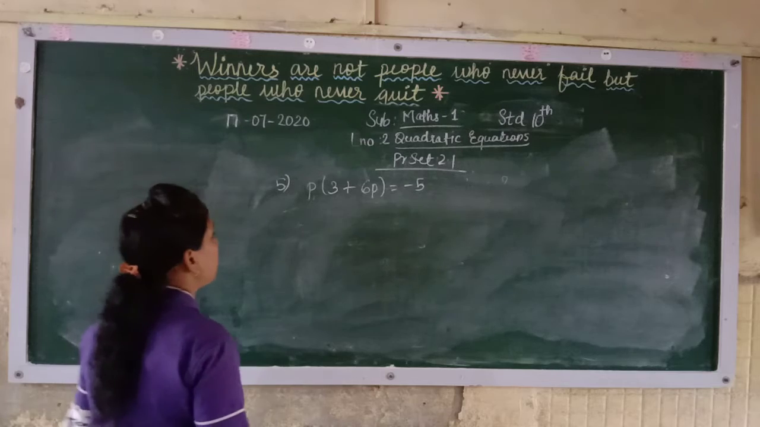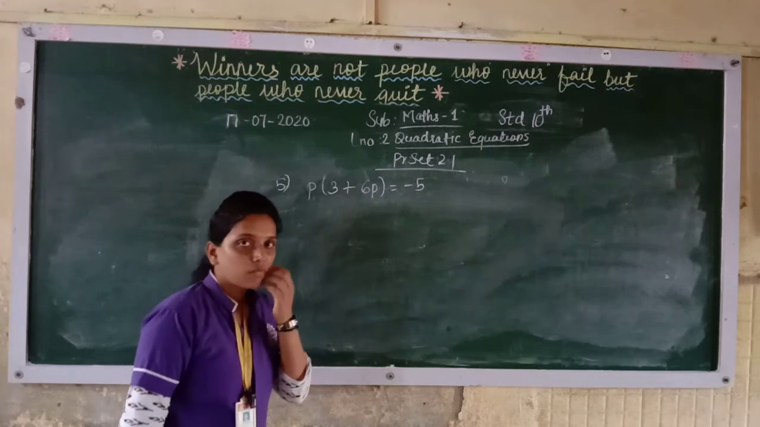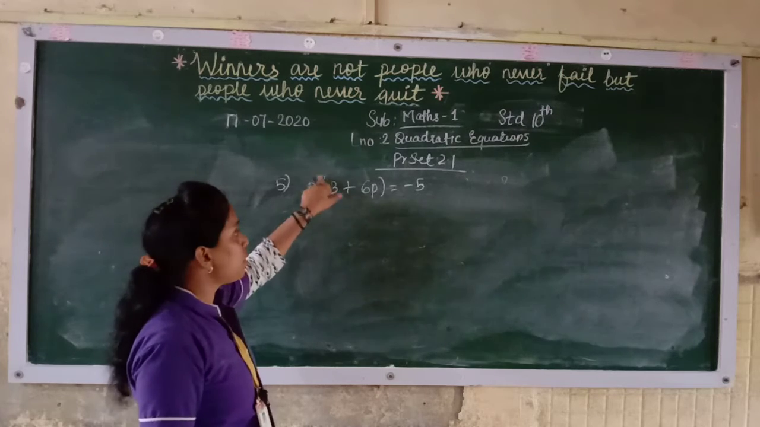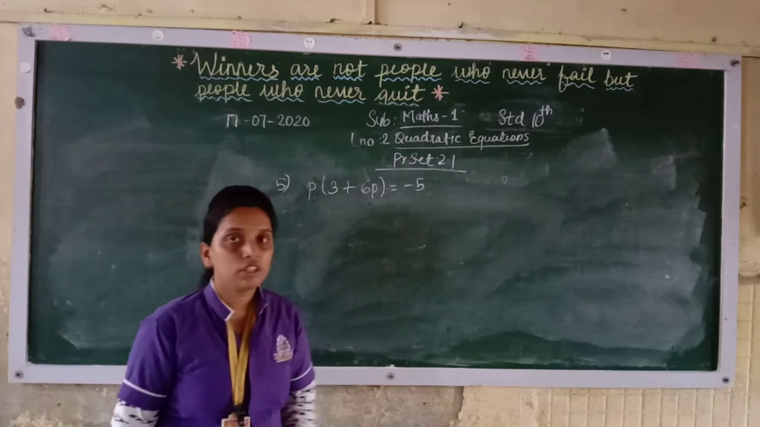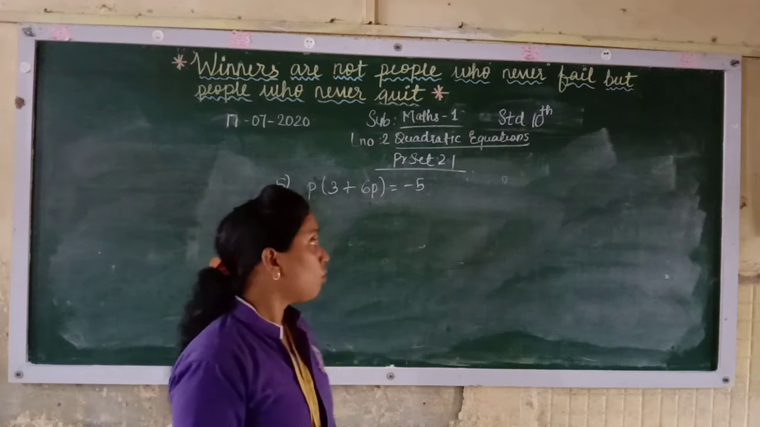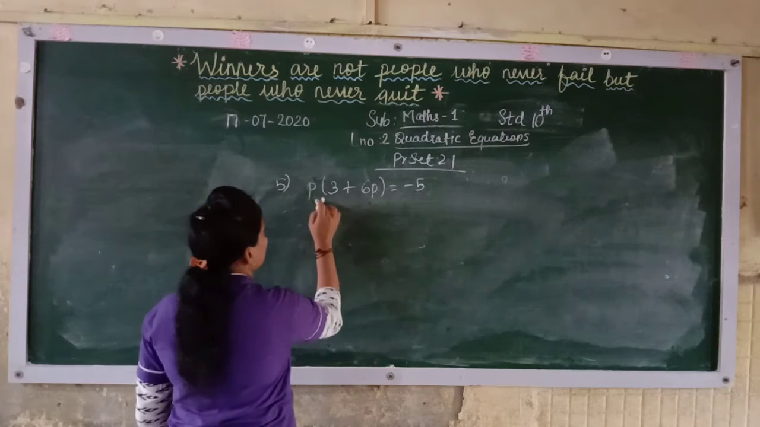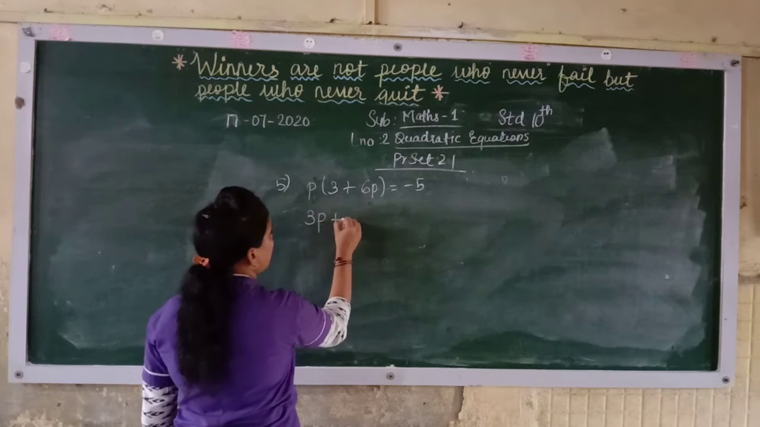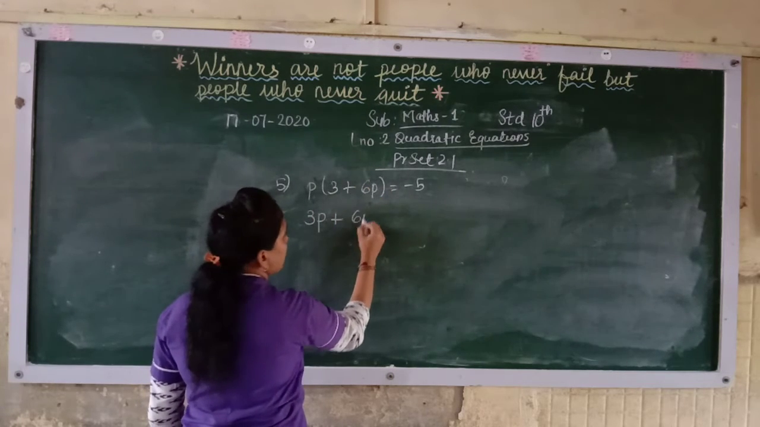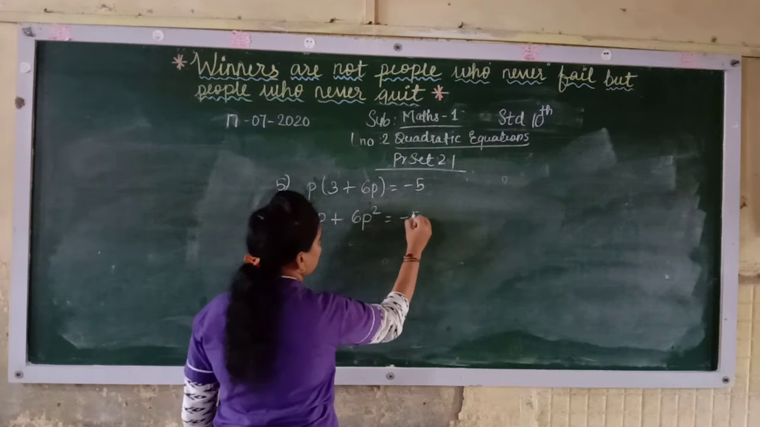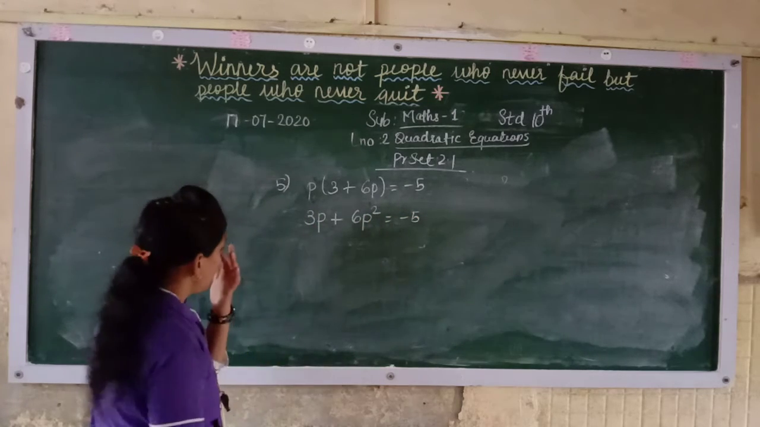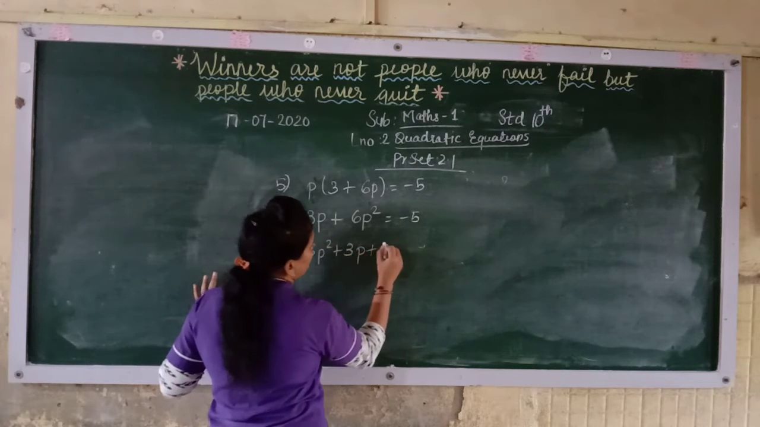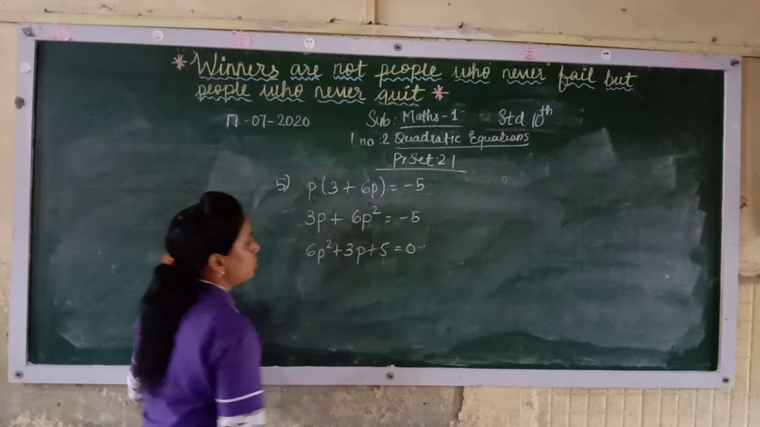Now if you see over here, you will think here p the variable is 1, here also p the variable is 1. So this is not a quadratic equation. No, here you have to solve the bracket. So see, p into 3 will become 3p, plus p into 6p will become 6p square, is equal to minus 5. So here it will become 6p square plus 3p plus 5 equal to 0.